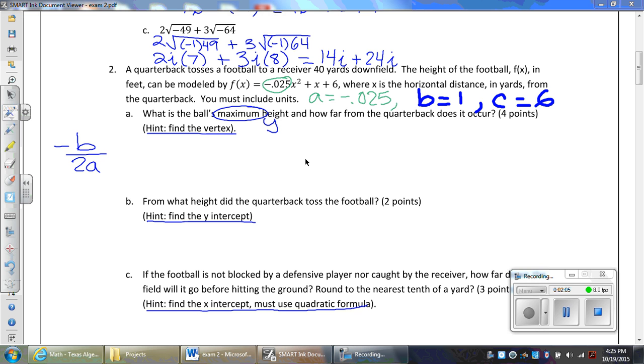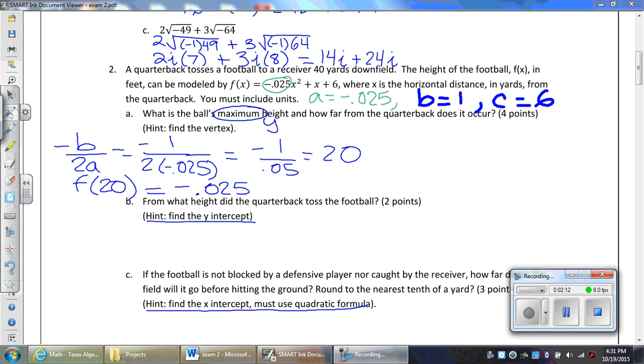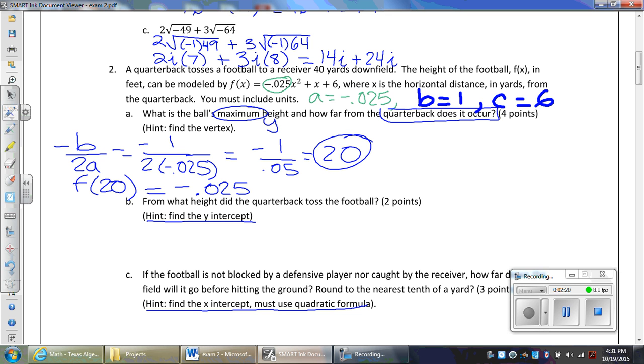Okay, so I want you in your group to solve that problem. So for problem number 2, part A, for the x value of the vertex, we got 20, so that will be answering this part of the question. To answer what is the maximum height, we need to find f of 20.